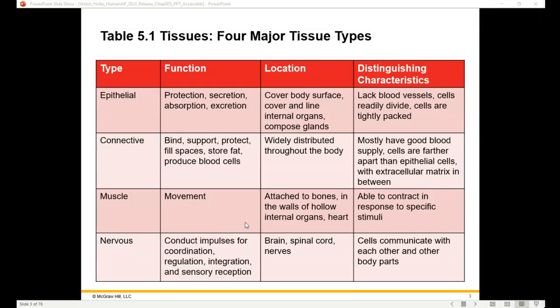Okay, next, muscle. It's for movement, attached to bones. It's in the walls of hollow internal organs and the heart. And muscle cells are able to contract in response to specific stimuli.